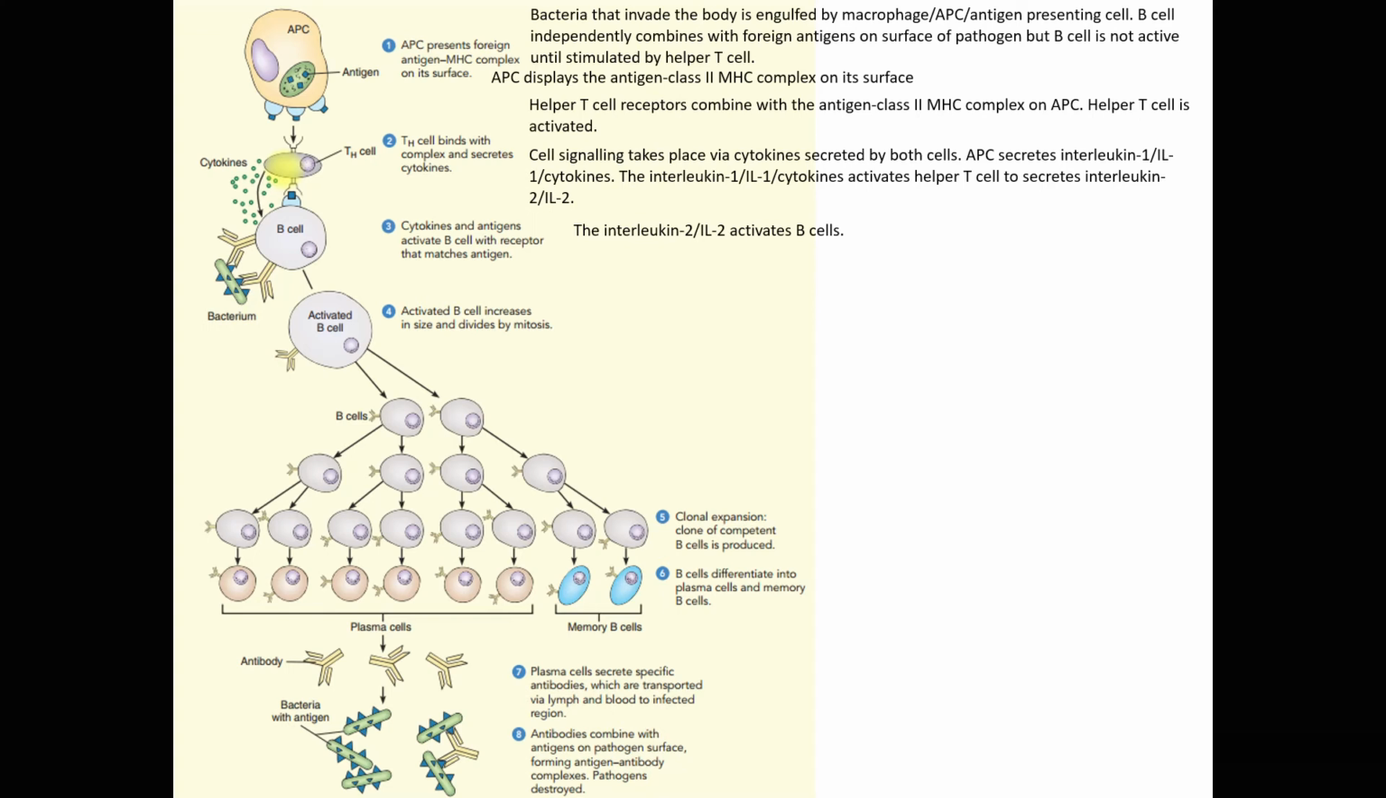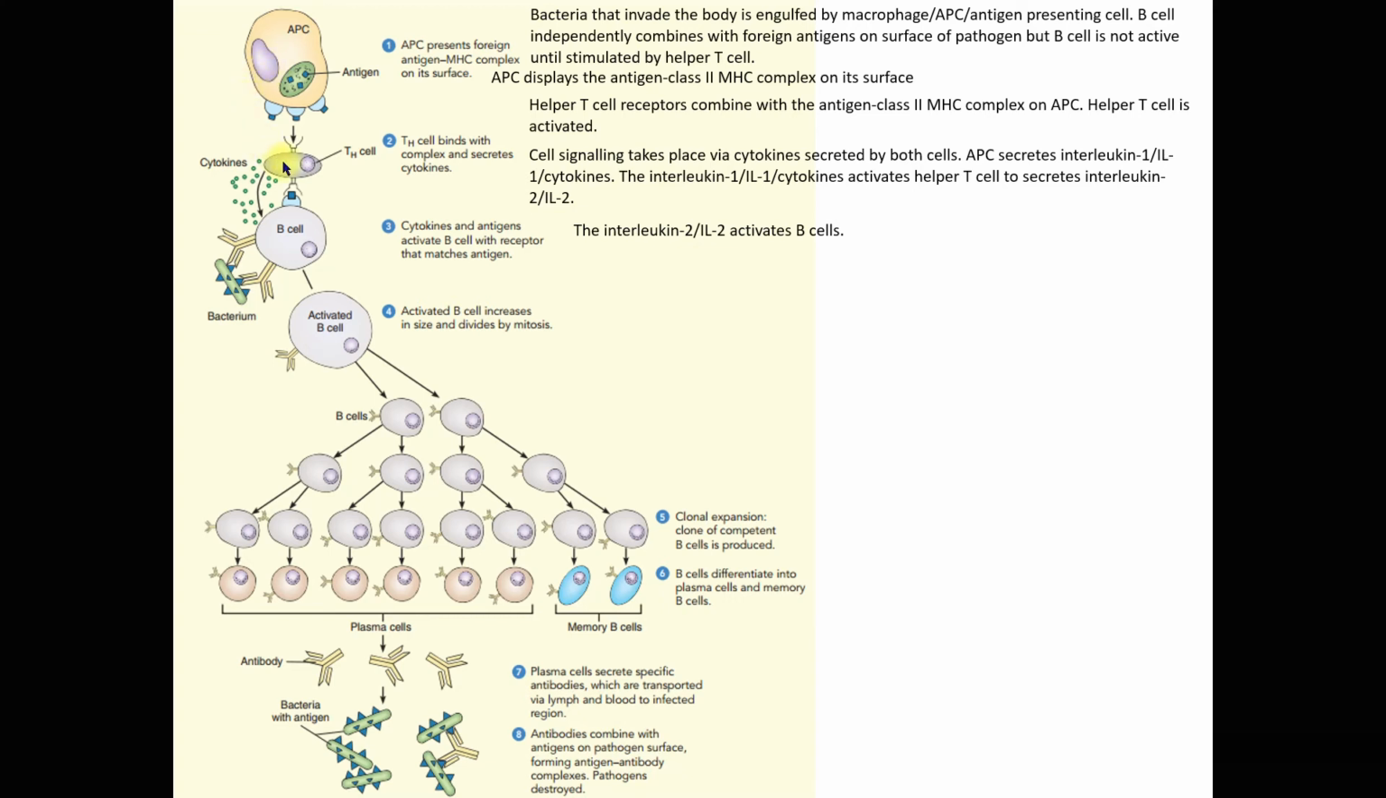Okay, interleukin 2. That interleukin 2 will activate the B cell. Now class, let me refresh the cell signaling. I think I need to further clarify here. Now class, in cell signaling here, what happens? This helper T cell secretes interleukin 1 to the APC. The APC also secretes interleukin 1 to the helper T cell.